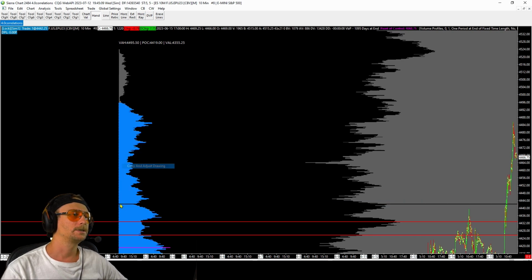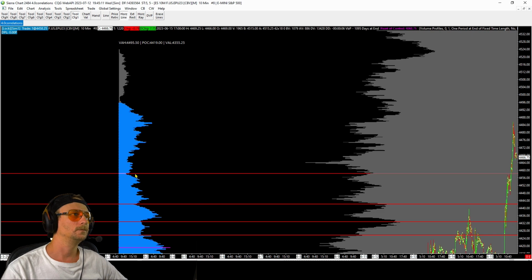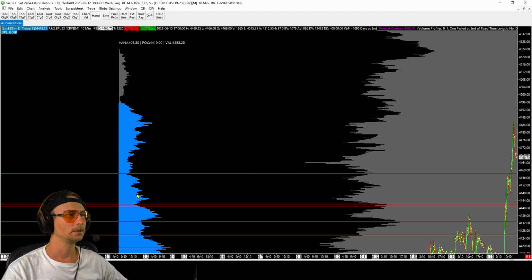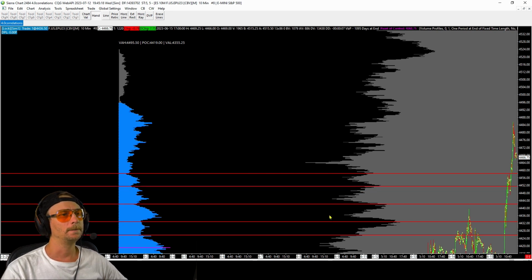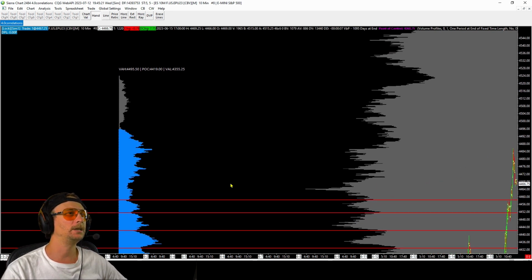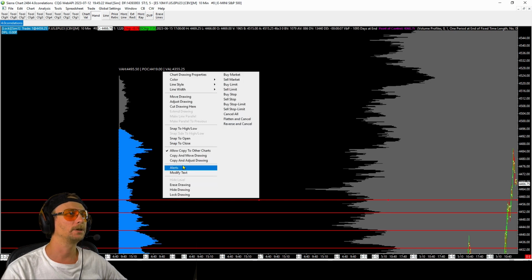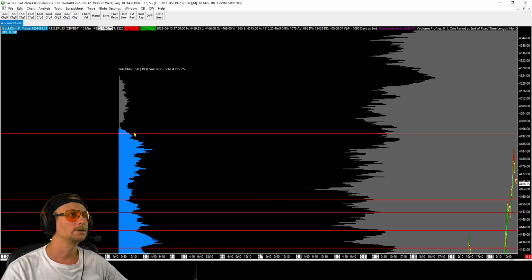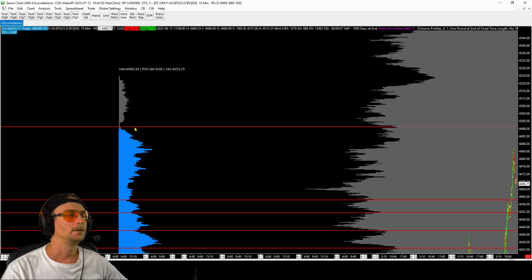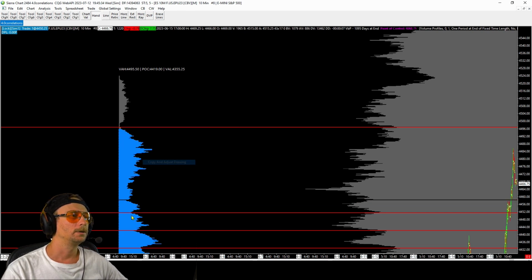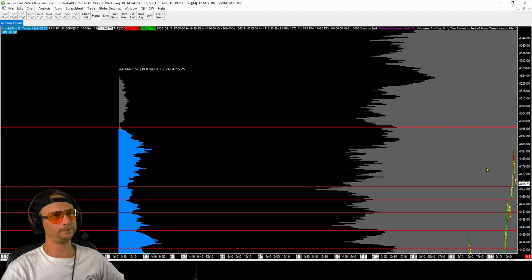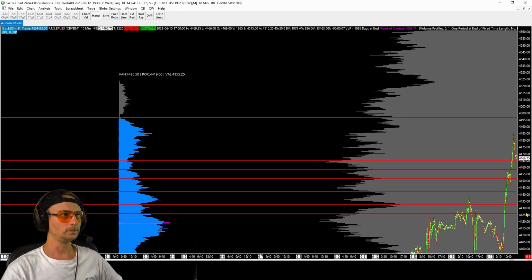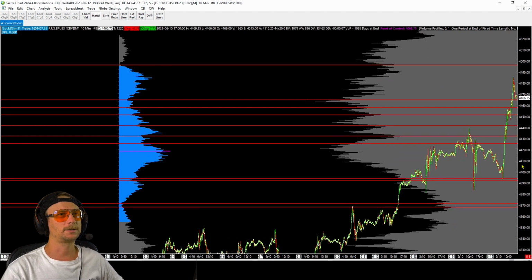Copy and adjust. Copy and adjust. Another low node there. Now, there's going to be something important when it comes to copy and adjust. Right there, too. And then copy and adjust. So that's quite a bit.